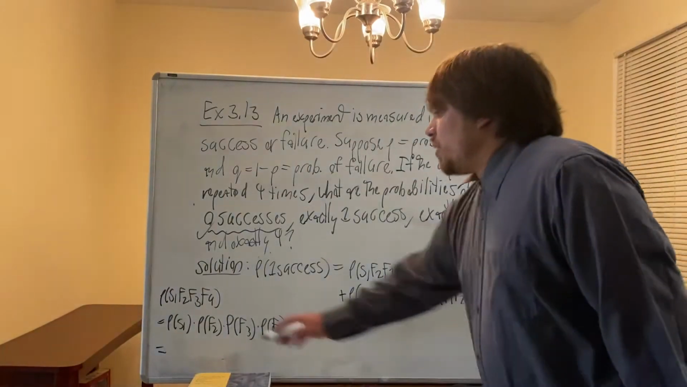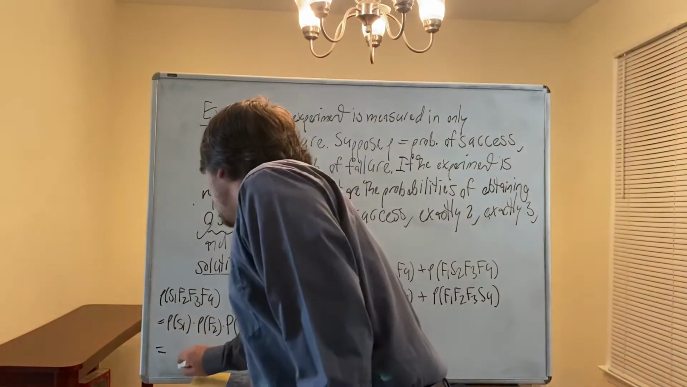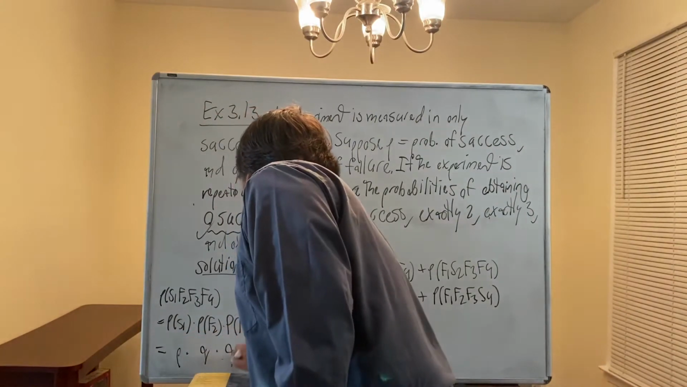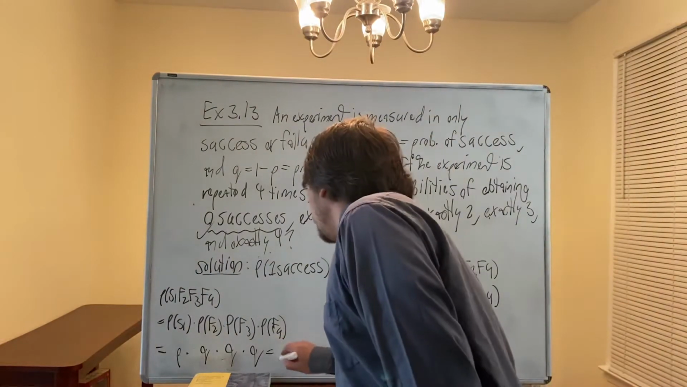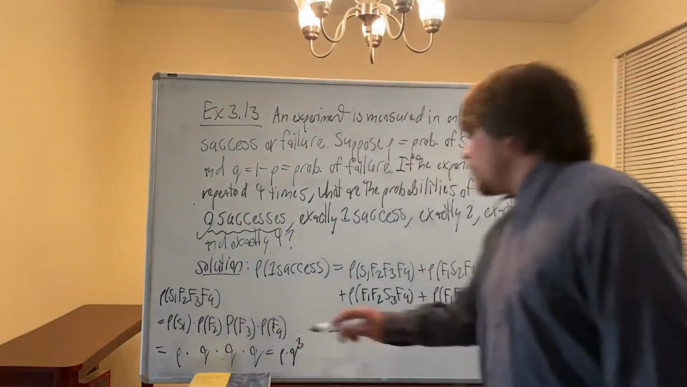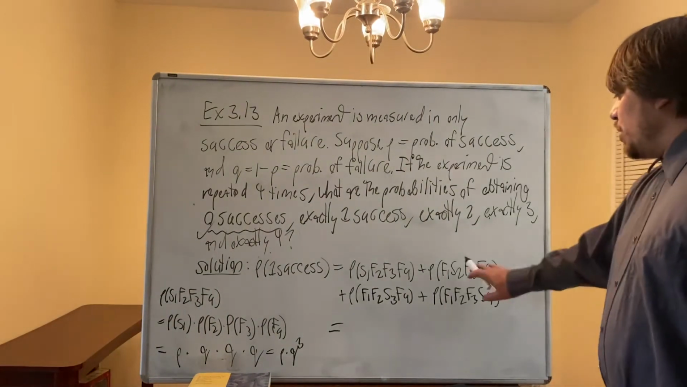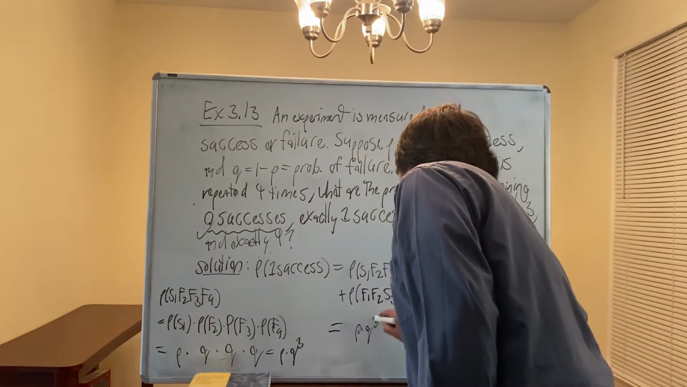And so you see how I can break that up into a product of 4 probabilities. The probability of success is P, and the probability of failure is Q. And so that would be P times Q times Q times Q. That would be P times Q cubed, because you succeed once and fail 3 times. And you could do the same thing for the other 3. So the probability of this is P times Q cubed, right?